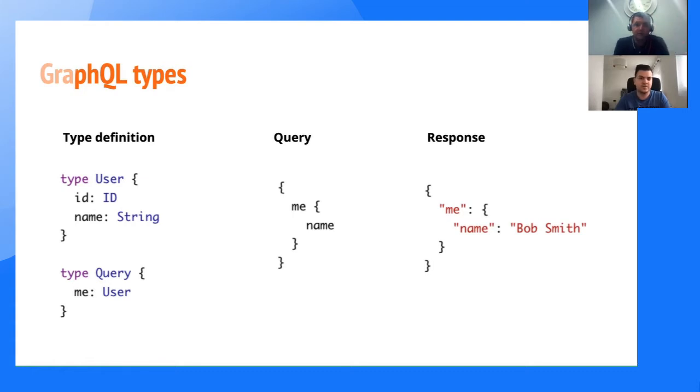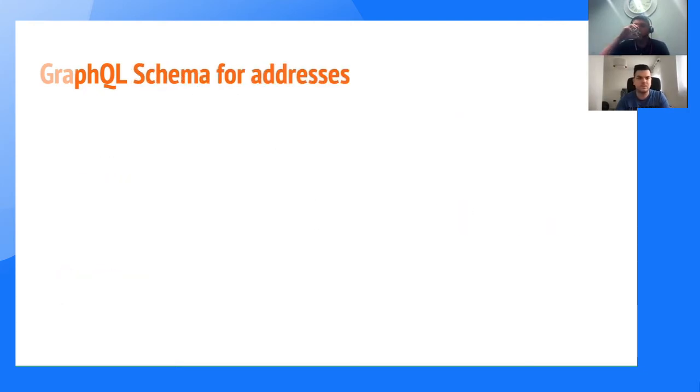It's a JSON-like query, and you just send the name of the query that you want, which is me, and then in braces, in brackets, you just list the fields that you want to get back from the API. So you can see that the response basically has the same structure as the query. We did not ask for the ID, so it's not in the response.